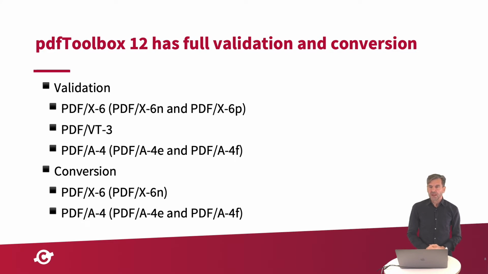So, getting closer to what has changed in pdfToolbox 12 and which may have an impact on your production at some point in the future, probably not tomorrow. pdfToolbox 12 already has full validation of these new standard parts and conversion. So since Thursday last week, you can create PDF X-6 or PDF A-4 files with pdfToolbox 12, or you can validate files as to whether they comply to these subset standards. And then you see that there are also some conformance levels. So there is PDF X6N, PDF X6P, and so forth.